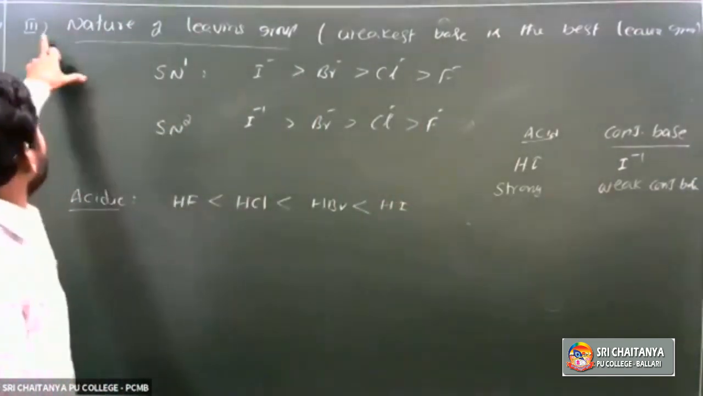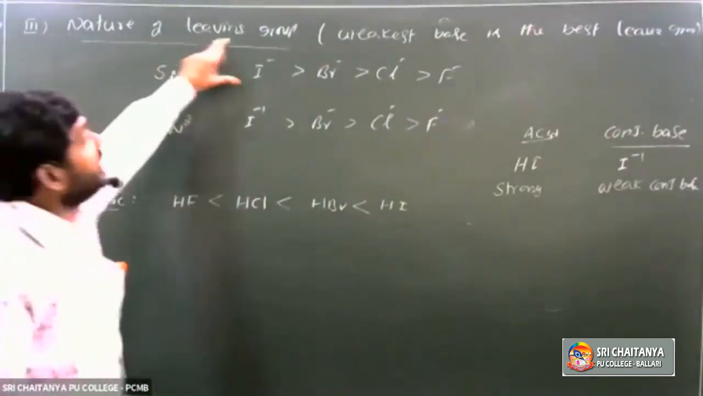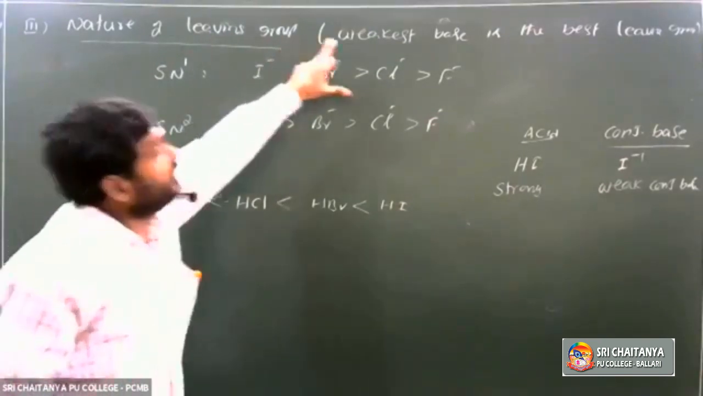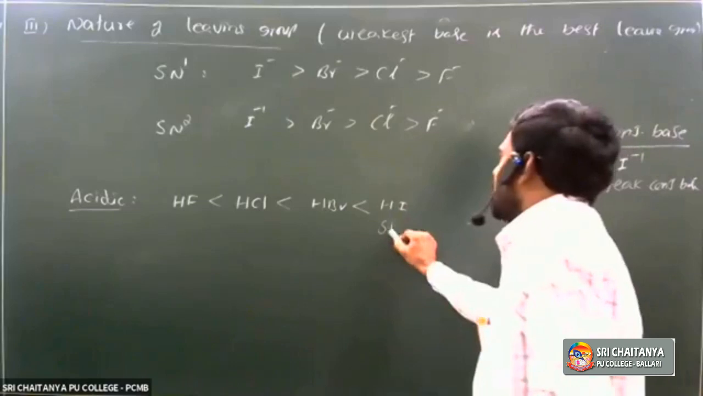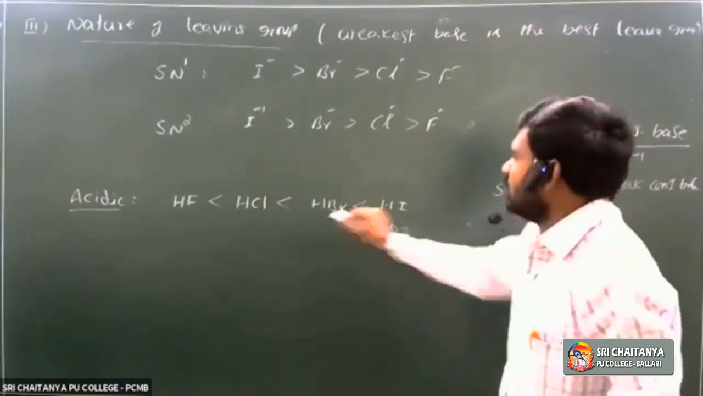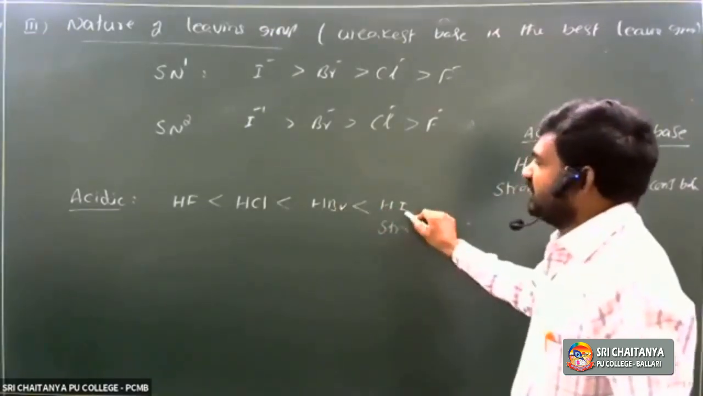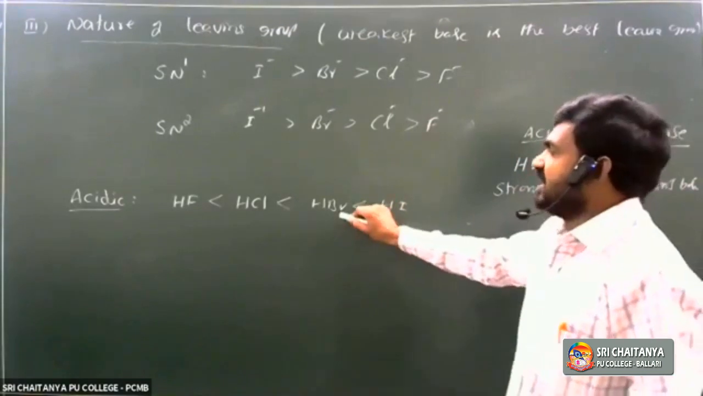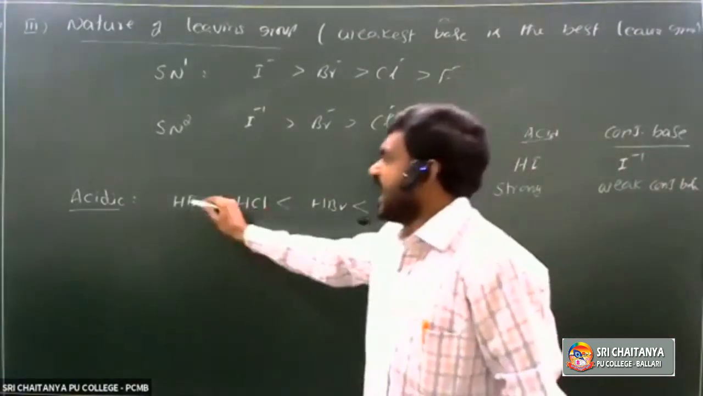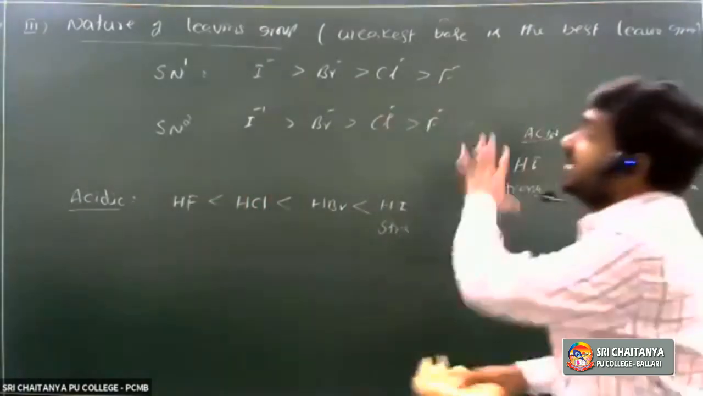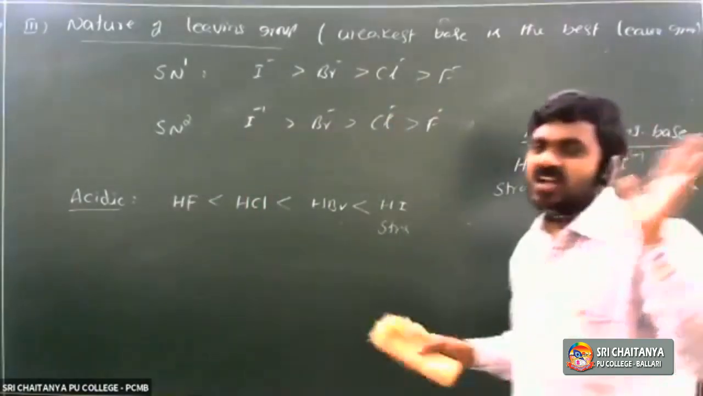So it is the nature of the leaving group. The weakest base is the best leaving group. HI is the strong acid, then HBr. So I minus is the best leaving group, then Br minus, then Cl minus, then F minus. So it is the nature of the leaving group, the third one.